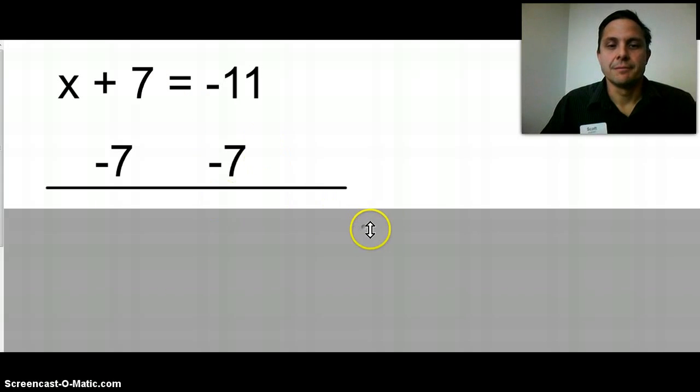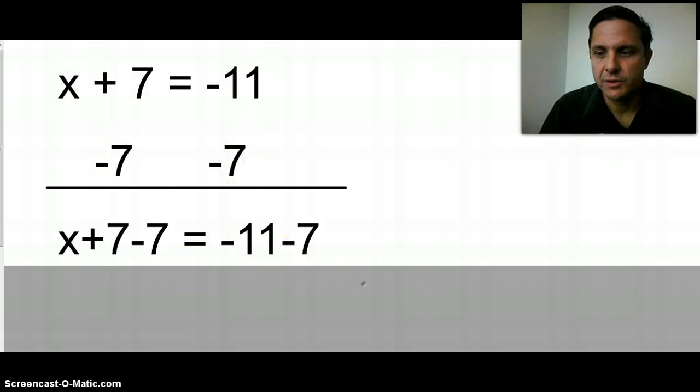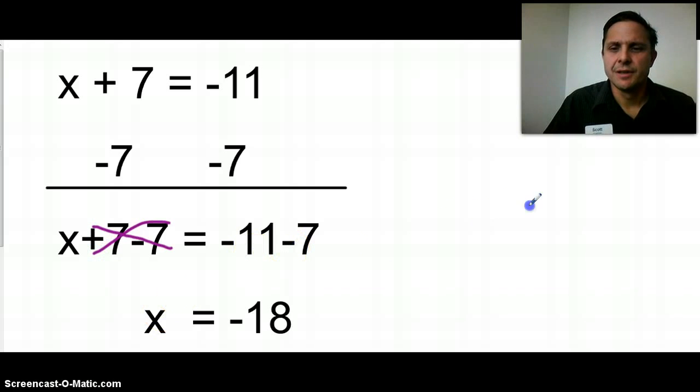When I take away 7, I can write the expression x plus 7 minus 7 right here. On the other side, I got -11 minus 7. Well, again, we can simplify this. These go to 0, and 0 plus x is still x. And -11 minus 7 leaves -18.